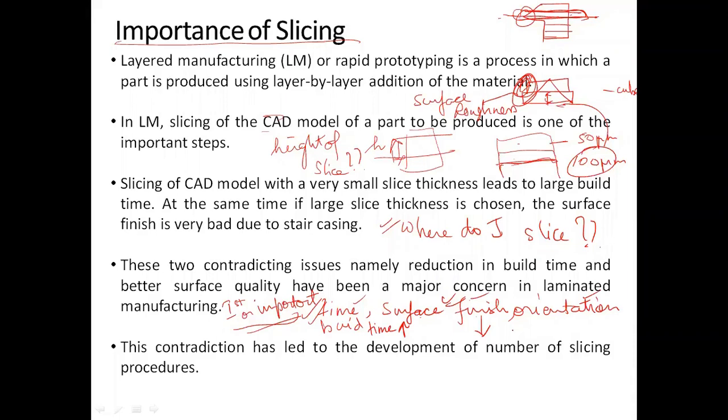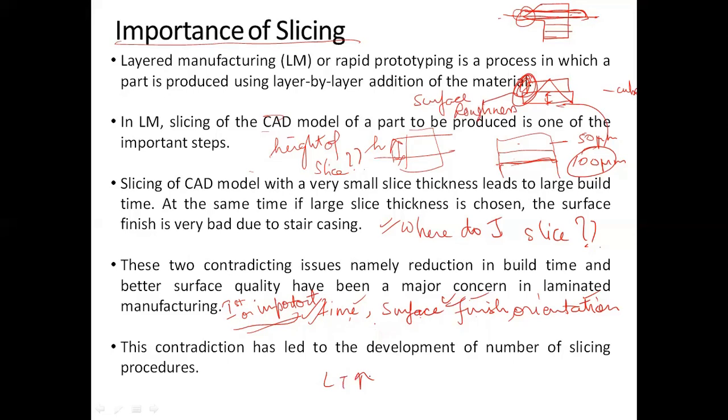It is not for any use or any application. It is just for visual demonstration. In that case, build time is my criteria, because I want to make the part faster. Aesthetically meaningful doesn't mean a lot to me, because I'm just trying to show the part to somebody. So in that case, build time becomes my criteria. For minimizing the build time, layer thickness is increased.